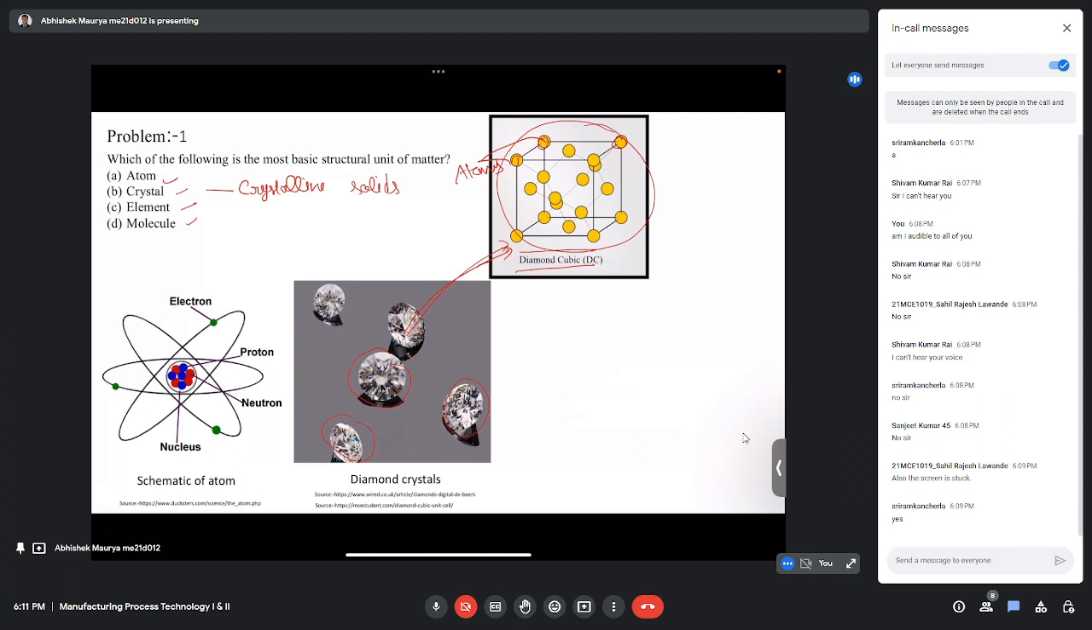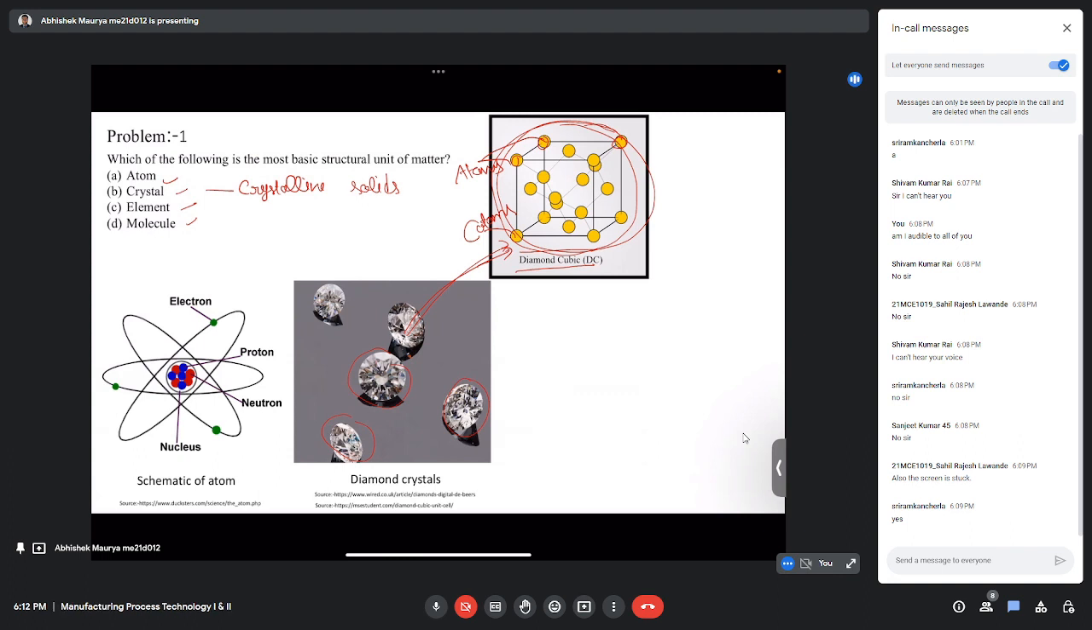So diamond is made up of carbon atoms. These are carbon atoms, and they are arranged in a very specific manner. This whole structure keeps repeating in three dimensions, and that type of solid is called a crystal or crystalline solid. And the next option is C.